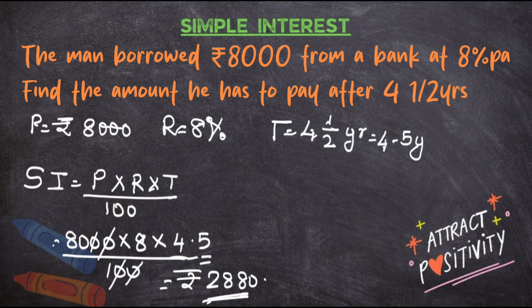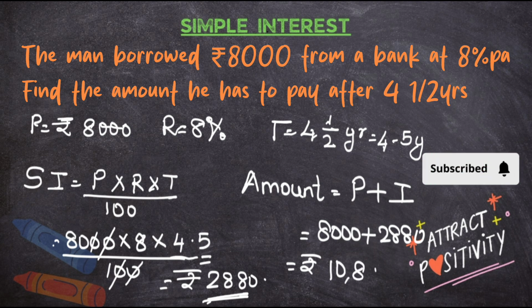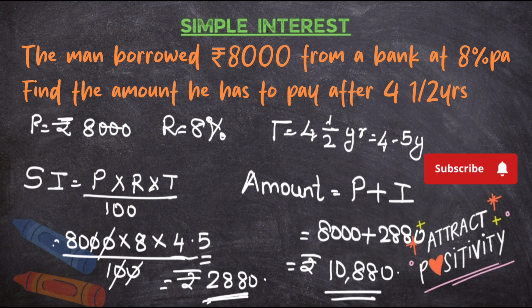Now what is the question saying? What is the amount he will have to pay at the end of 4.5 years? For that you have to find the amount. Apply the amount formula, which is P plus I, that is principal plus interest. P is 8,000, so 8,000 plus 2,880. When you add them both, you get the answer as 10,880. So at the end of the 4.5 years, he will have to pay rupees 10,880 to the bank.